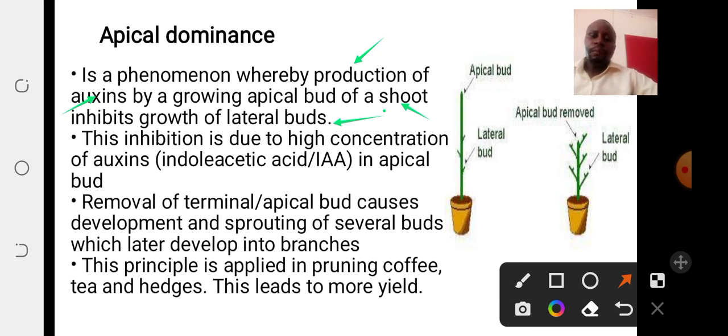Okay, good. That's all about apical dominance.